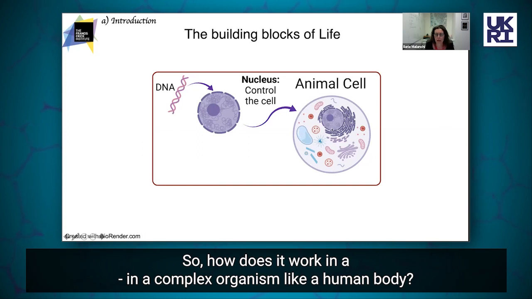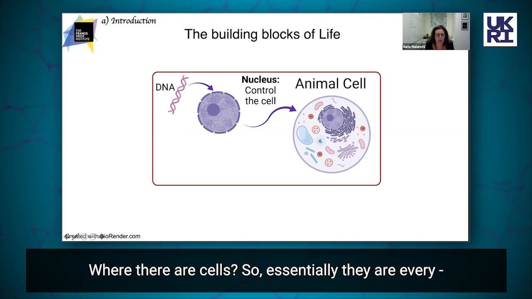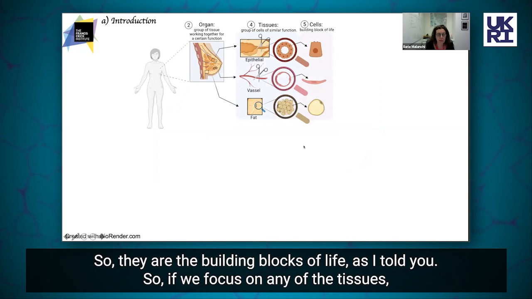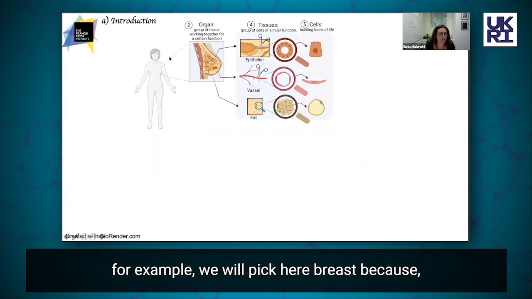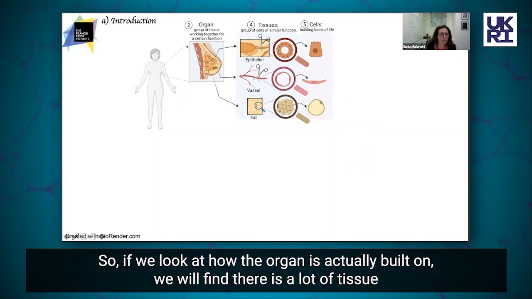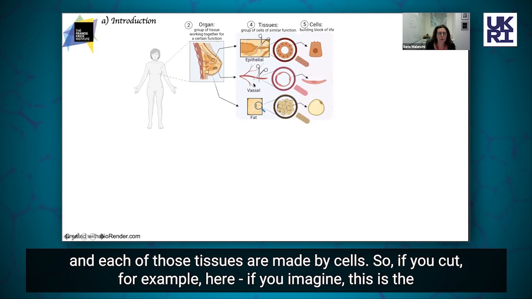So how does it work in a complex organism like a human body? Where are the cells? They are the building block of life, as I told you. If we focus on any tissue, for example, we will pick here a breast, because particularly in my lab, we have a strong interest in breast cancer. So this is an organ that we are interested in. If we look at how the organ is actually built, then we'll find a lot of tissue. And each of those tissues is made by cells.